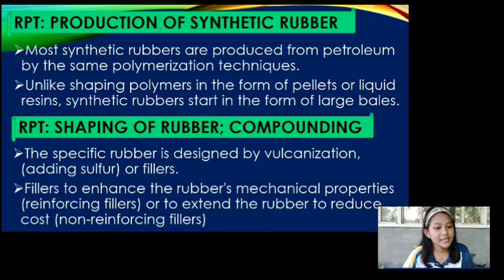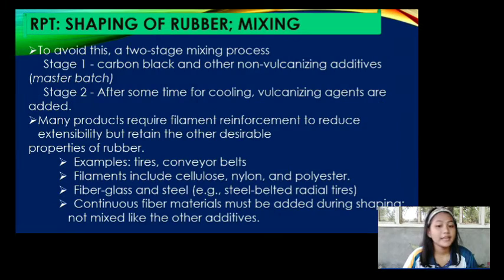The second one is the rubber processing technology, RPT, shaping of rubber compounding. In here, it means that the specific rubber is designed by vulcanization, adding sulfur, and fillers. The fillers enhance the rubber's mechanical properties, which are reinforcing fillers, or extend the rubber to reduce the cost, which are non-reinforcing fillers. In addition, it is to avoid the two-stage mixing process. The first stage is the carbon black and the other non-vulcanizing additives, also known as master batch. The second is that, after some time of cooling, vulcanizing agents are added.